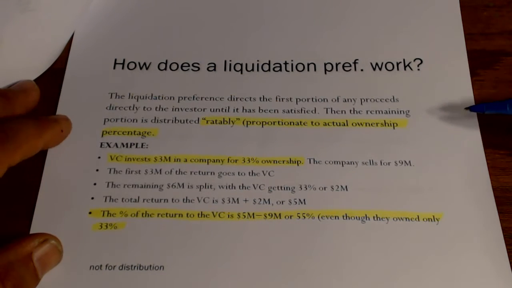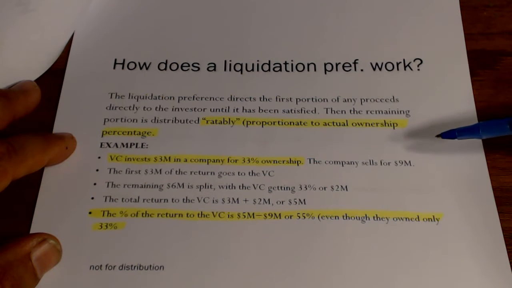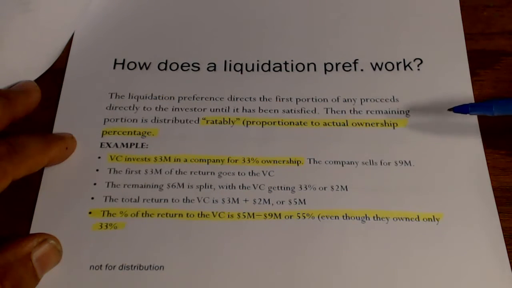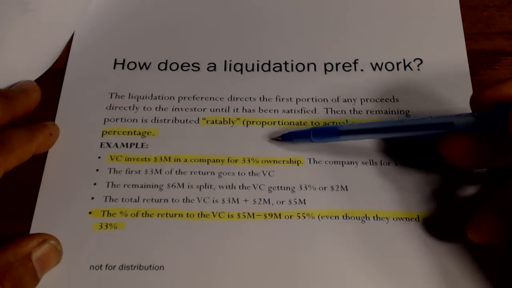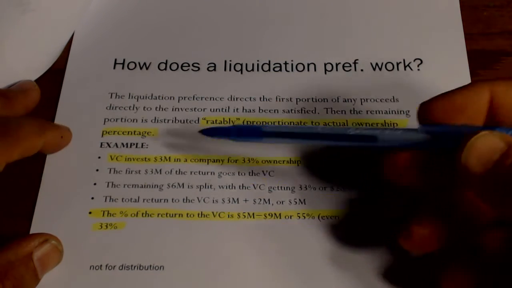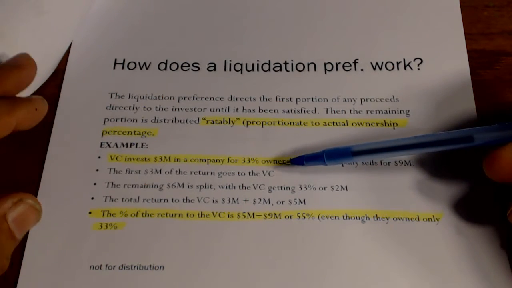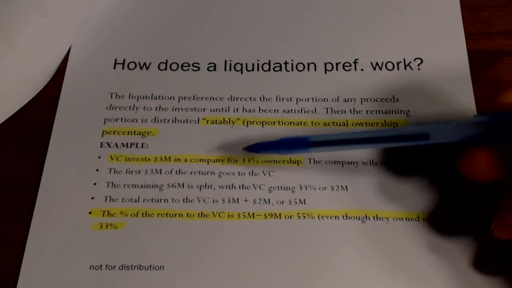So let's take an example. A VC invests $3 million in the company for 33% ownership. The company sells for $9 million, sells to another company. So they're not going to have ownership. Some other company bought them out, right? So now these guys don't have any shares anymore. So the first $3 million goes to the VC, right? Because that's his $3 million return.